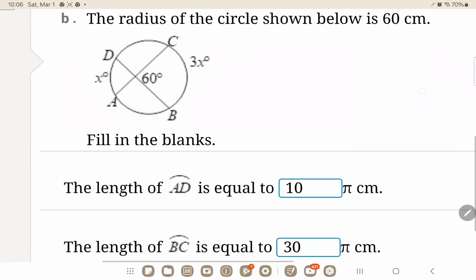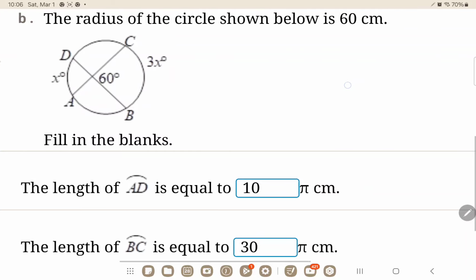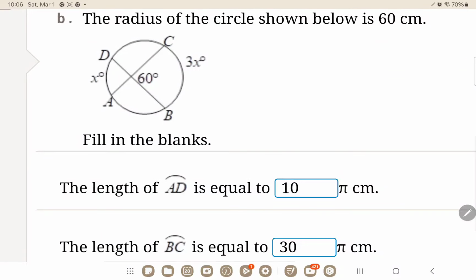They gave us this circle and they're telling us that the radius is 60 centimeters. Now, how do we find this? First, we need to notice what we can find out about the angles of this shape. If this is 60 and this is a vertical angle to it, so this is also 60.